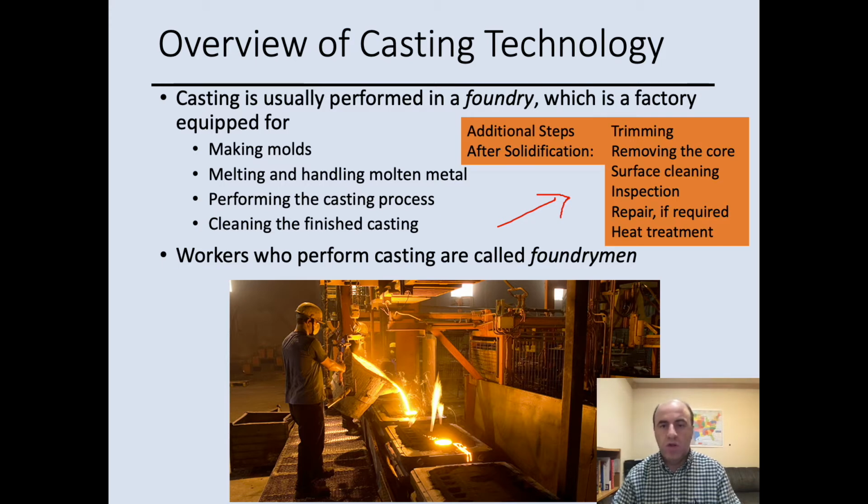Sometimes we need a core to make an internal feature. Then we have to do some surface cleaning if we need high accuracy on the external features. We have to do some inspection on the part. If there are some issues, then we have to do repair. And heat treatment is another post process that can increase the mechanical properties of the cast part.